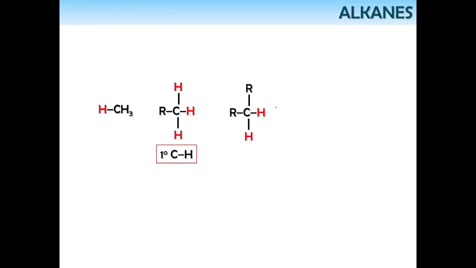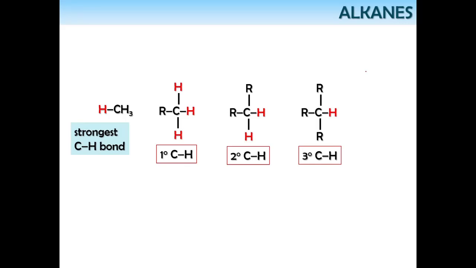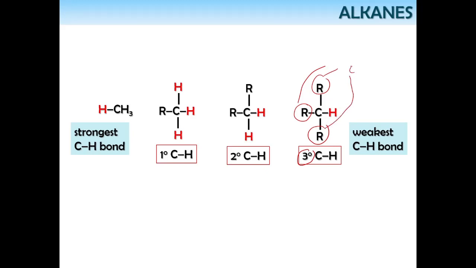This one we want to look at the stability. The strongest CH bond is from methyl, whereby the weakest CH bond is from the carbon that is tertiary. This is a tertiary carbon, because R, if you still remember, R here is an EDG, electron donating group.